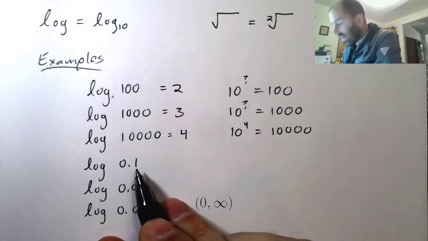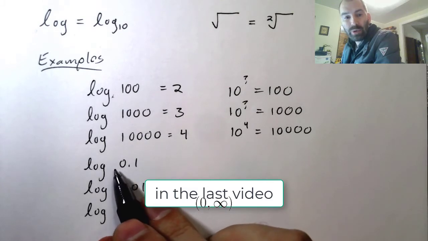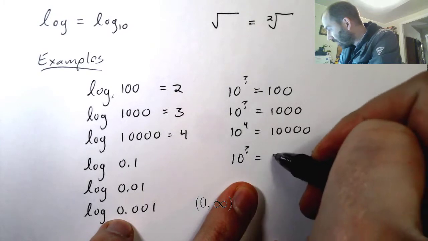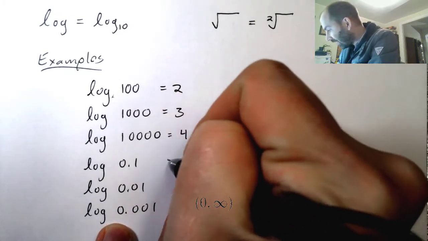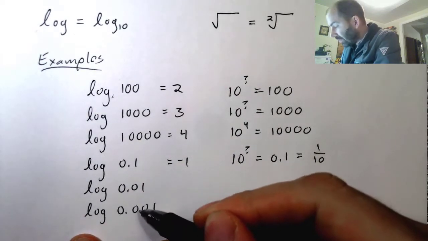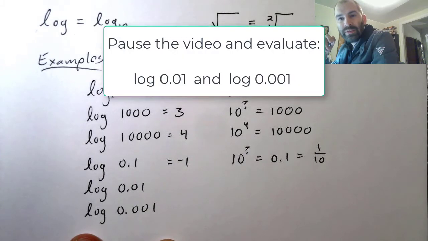Now what about these? Well, we actually did this one earlier. I wrote the 10 down here, and we said that we're looking for 10 to the what equals 0.1. Remember, we realized that was 1 over 10, and so that had to be -1. So what about these two? Go ahead, pause the video, see if you can figure these out.